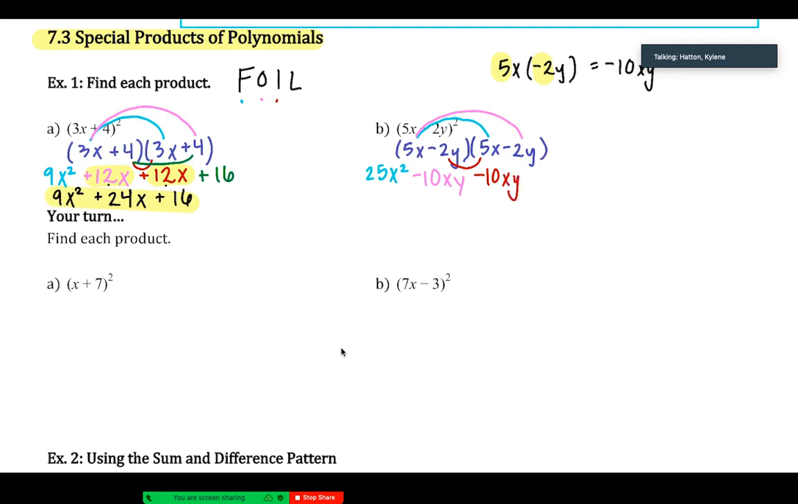And then the L in FOIL stands for last. So I have to multiply the last two terms in each parentheses. So negative 2y times negative 2y. Negative 2 times negative 2 is positive 4. And then y times y is y squared.